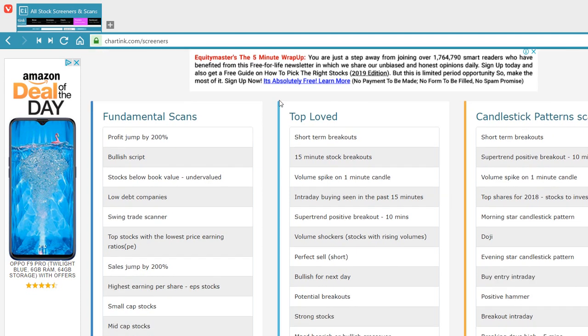Now, of course, some people who have already seen the screener have the option to love it. So the top loved might be the ones which people have loved. So there is a very good chance that that screener is working well for many people. So in that way you can actually pick up, for example, volume spike on 1 minute candle.